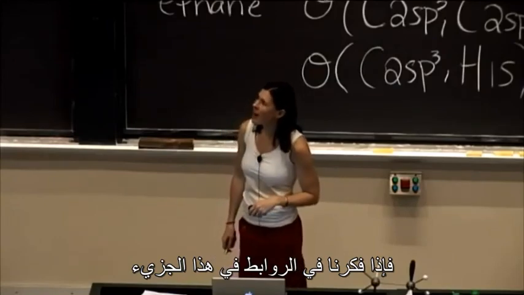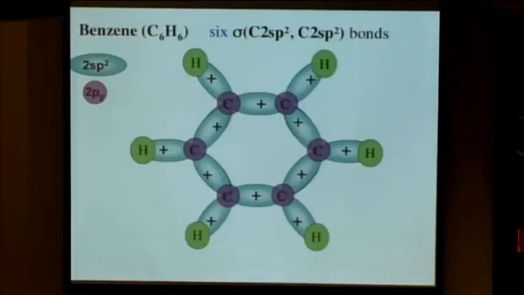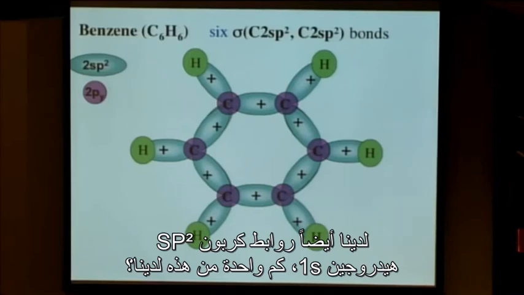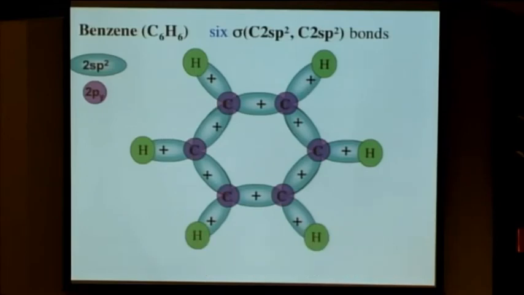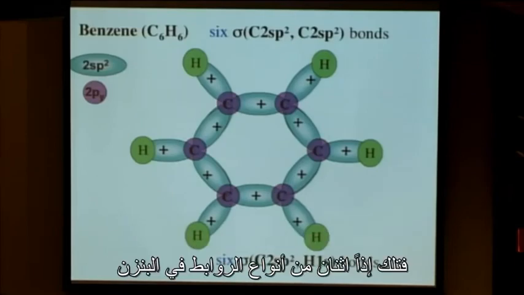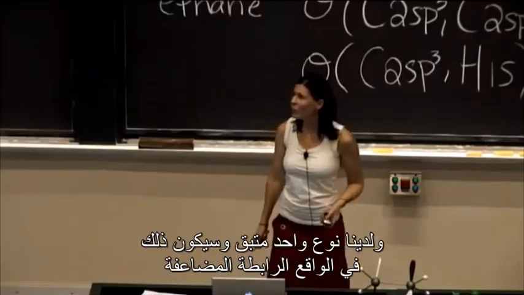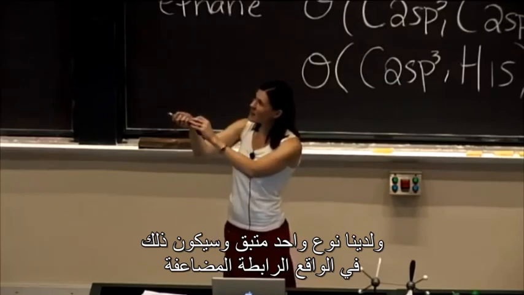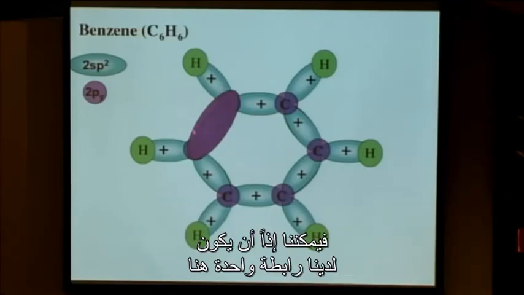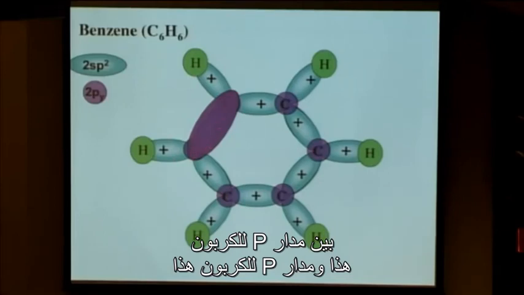So if we think about what bonds are in this molecule, we actually have 6 of these sigma carbon sp2 bonds. We also have carbon sp2 hydrogen 1s bonds. How many of those do we have? Yep, we also have 6 of these because we have 6 carbon-hydrogen bonds. So that's 2 of our types of bonds in benzene, and we have 1 type left, and that's going to actually be the double bond, or the pi bond, that forms between some of these p orbitals. So we can have 1 bond here between this carbon's p orbital and this carbon's p orbital.